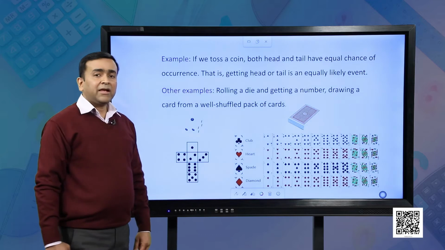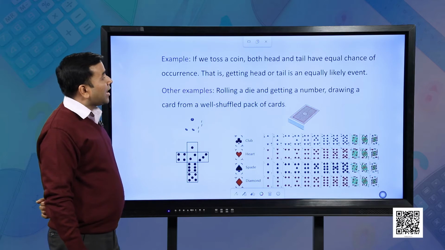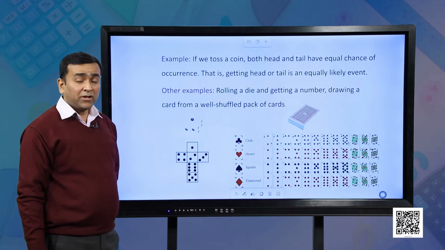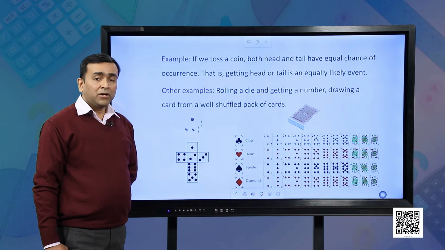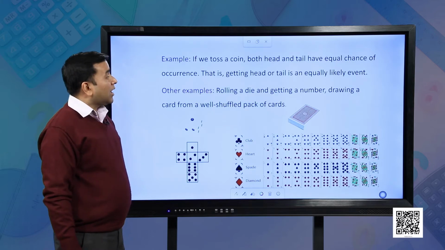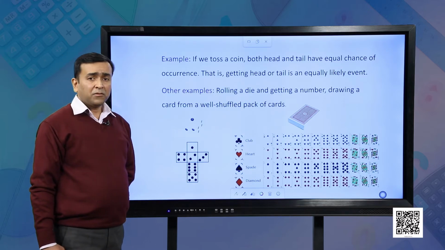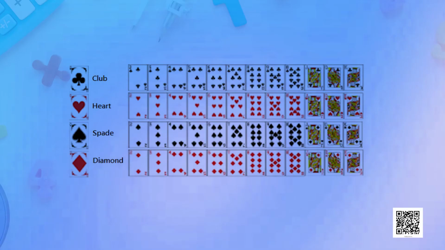Let us consider one more example. If we toss a coin both head and tail have equal chance of occurrence. That is, getting head or tail is an equally likely event, isn't it? Other examples include rolling a die, getting a number up to 6, drawing a card from a well shuffled pack of 52 cards. You know that a pack of cards has 26 black cards and 26 red cards. It has 4 suits called club, heart, spade and diamond.